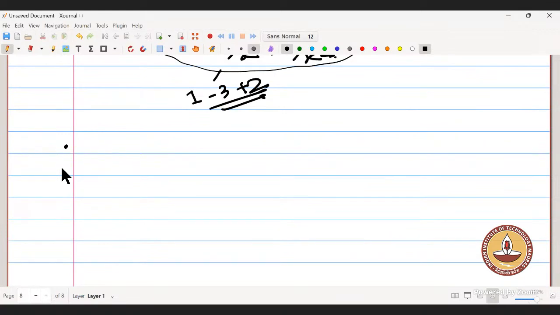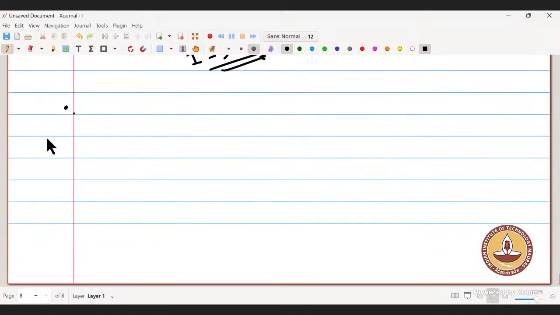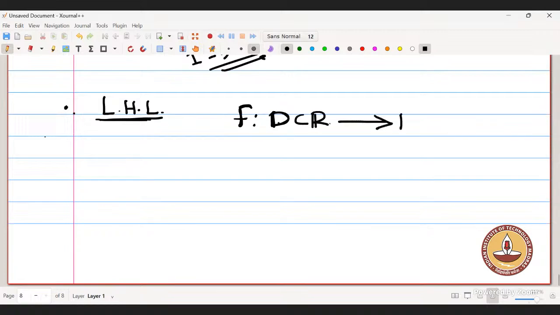You want to know about left hand limit and right hand limit, right? So the first thing is left hand limit. Suppose you have a function, whatever, with some domain D, from R to R, and you want to find the limit of the function at a point A in your domain. To define the concept of limit, you need two things.